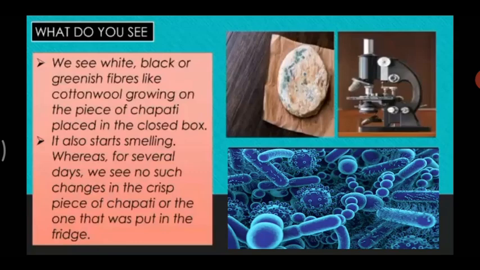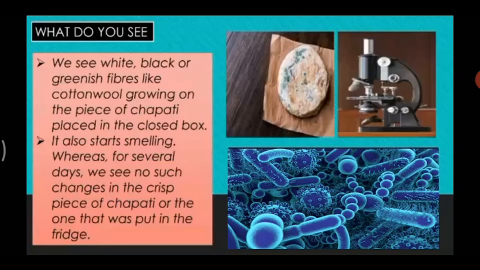Now we see white, black or greenish fibers like cotton wool growing on the piece of chapati placed in the closed box. You can see in the picture like this, and you will come to know that this is the growth of fungus on the chapati. So fungus looks like white, blackish or greenish fiber like cotton wool. Then it also starts smelling. That chapati will also start smelling when fungus grows on it.